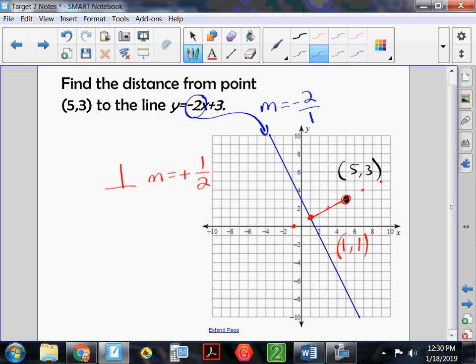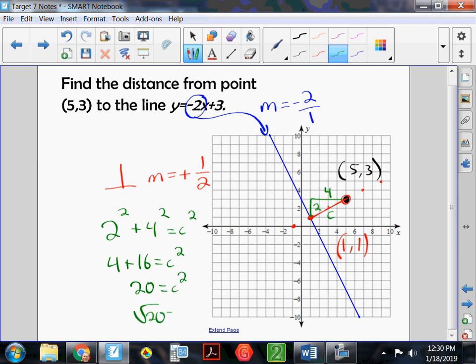And now you're doing what you did earlier in the unit. You're trying to find the distance between 1, 1 and 5, 3. So you could use the distance formula, or you could create a right triangle and do the Pythagorean theorem. So if I went up 2 and over 4, and I call this distance c, then I can do the Pythagorean theorem. 2 squared plus 4 squared is equal to c squared. So 4 plus 16 is equal to c squared. So 20 is equal to c squared. The square root of 20 is equal to c.